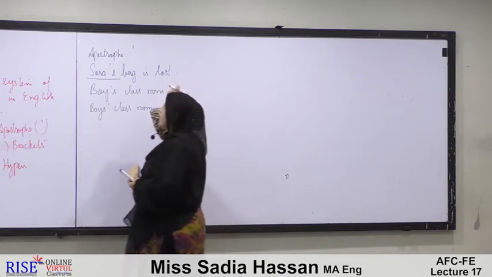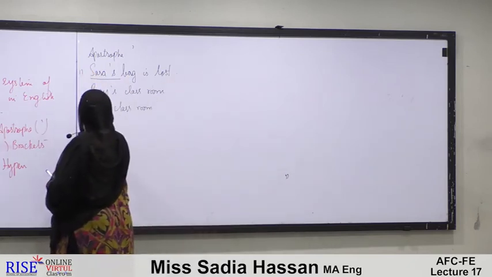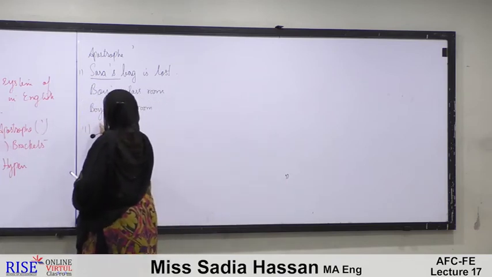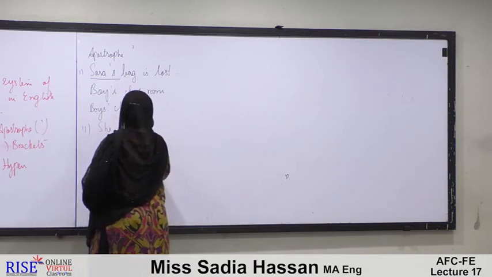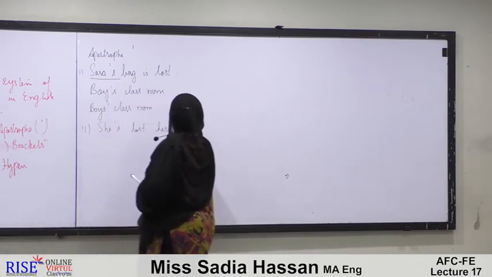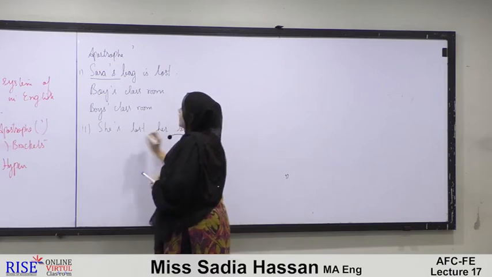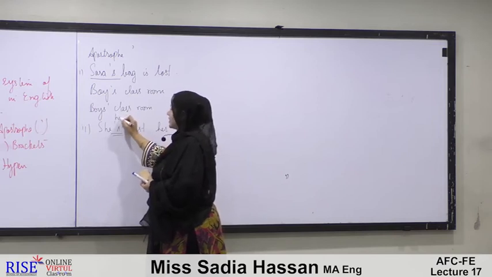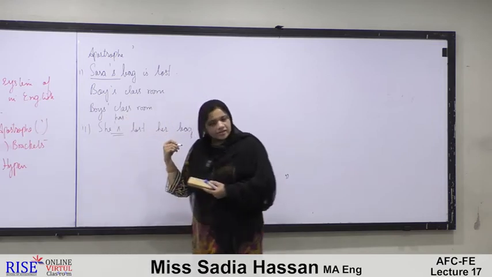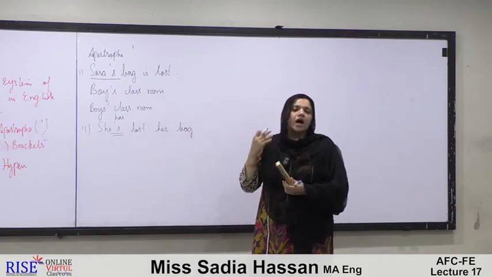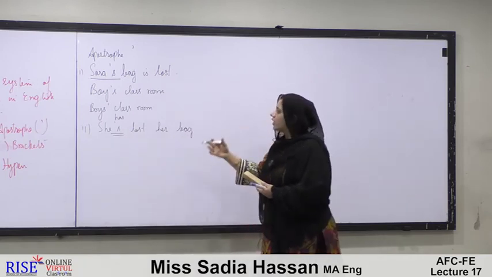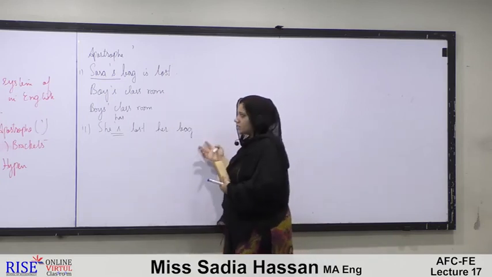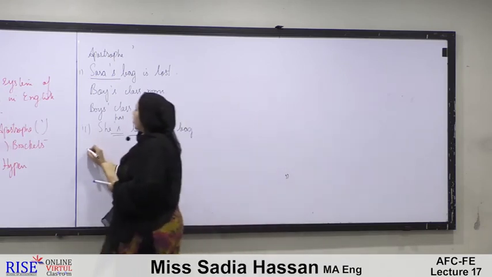Then the apostrophe is also used in some of the contractions. For example, she's lost her bag. Here apostrophe S is the contraction, replaced as has. In the same way, there are many contractions: are not, is not, have not, has not, am not. In all those contractions, we use the apostrophe.